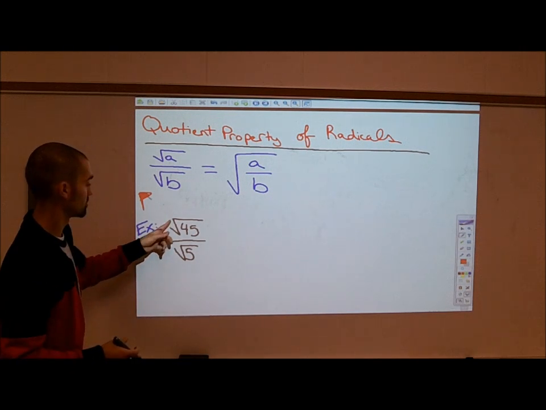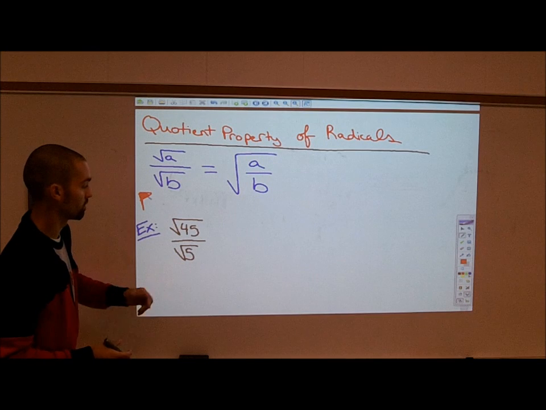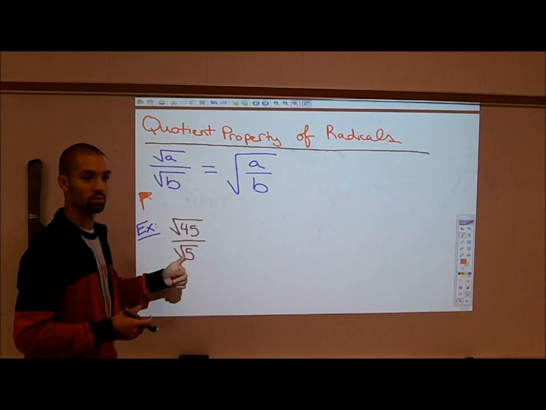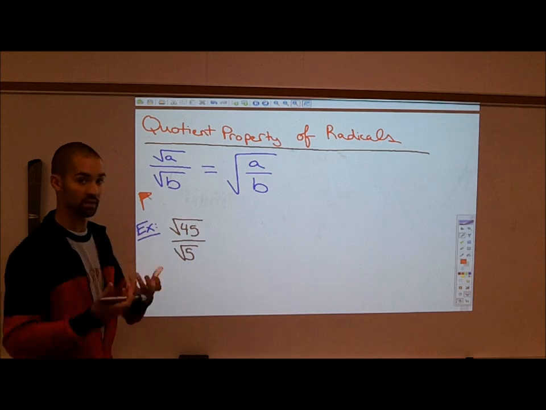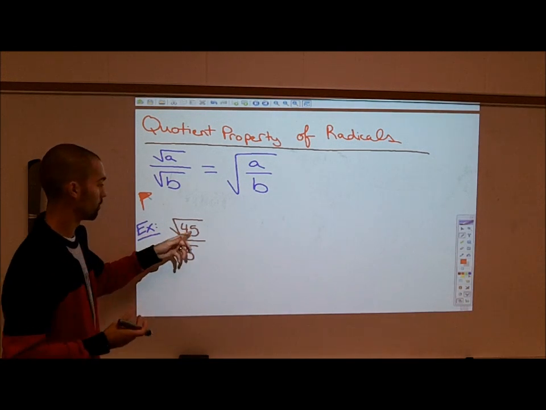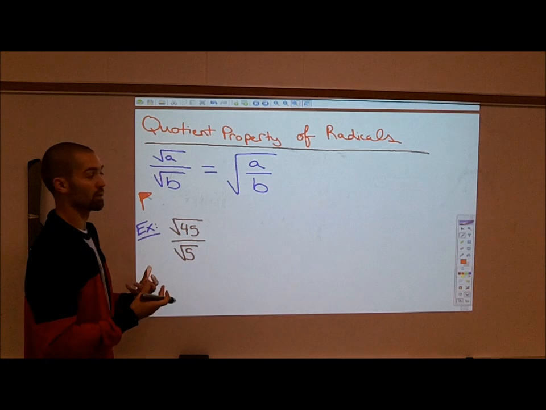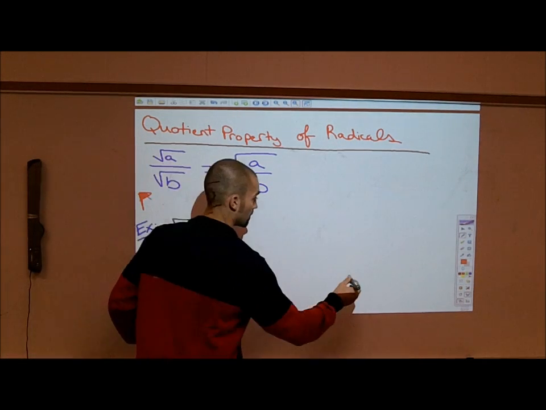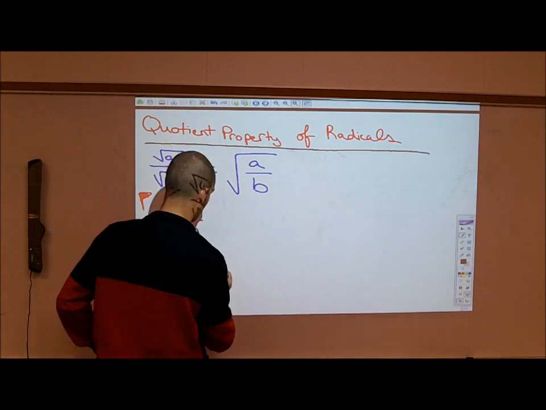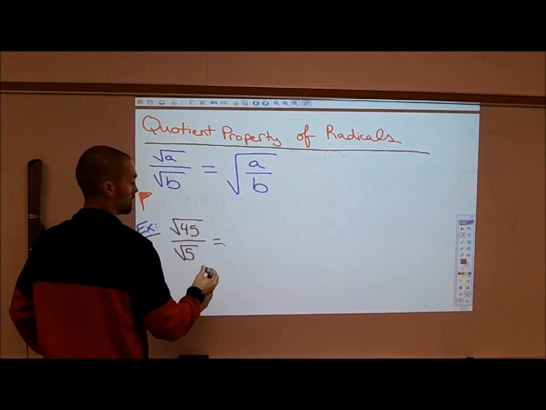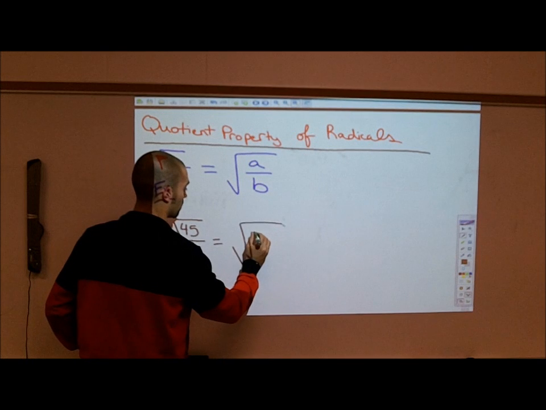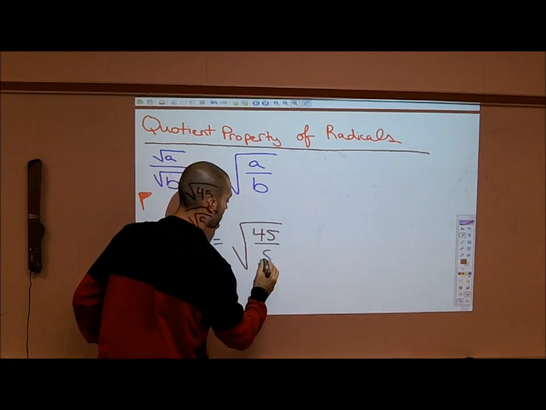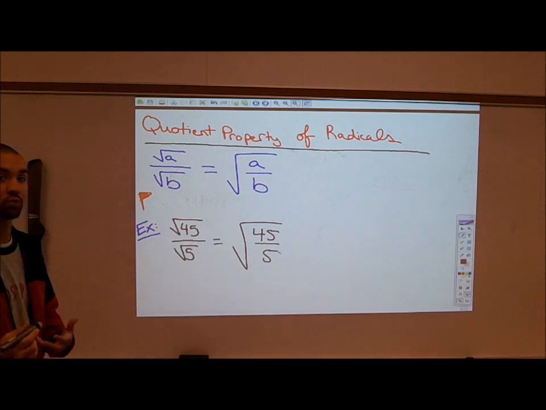Okay? So we have square root of 45 over square root of 5. The thing we want to know is, can we divide these two? Do we know if we can divide these two? Well, we know, yes, we can. We know 45 can be divided by 5. So we want to be able to do that by switching it from two radicals to one. So I'm going to take this and make it one large radical. Now we can do that division problem.